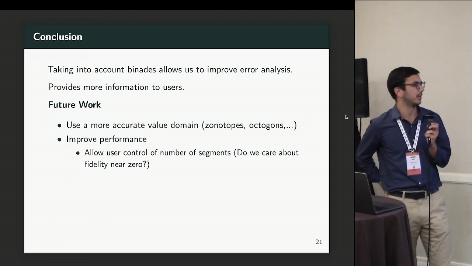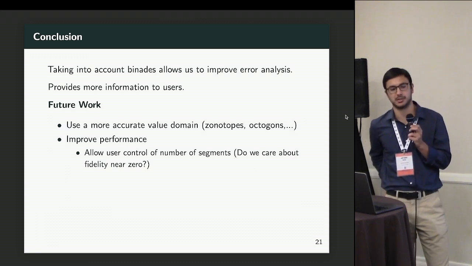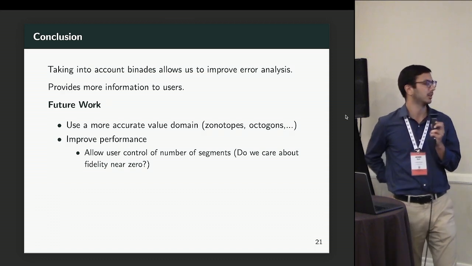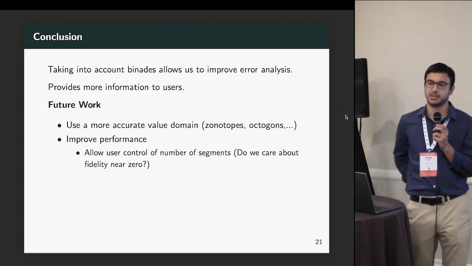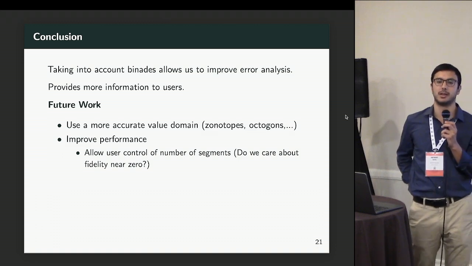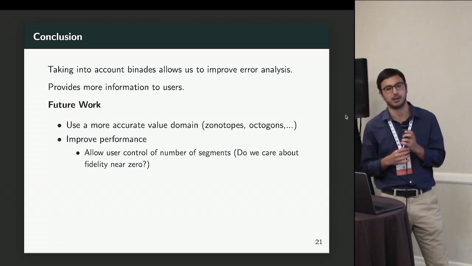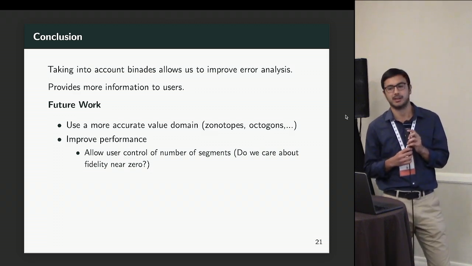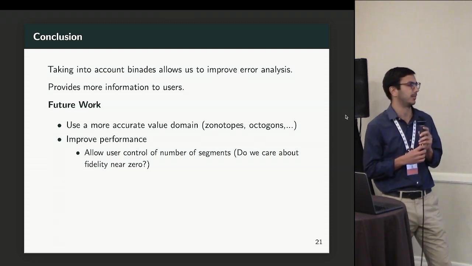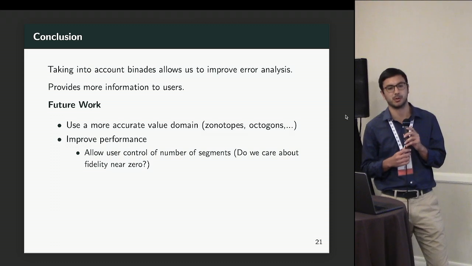In particular, the number of binades grows as you get closer to 0, but their size gets smaller. There's the same number of binades between 0 and 1 as there are between 1 and the max float. And so do users actually care about this level of fidelity near 0? Perhaps, perhaps not, but we can give them control over this, which will allow them to improve the performance at the loss of precision.